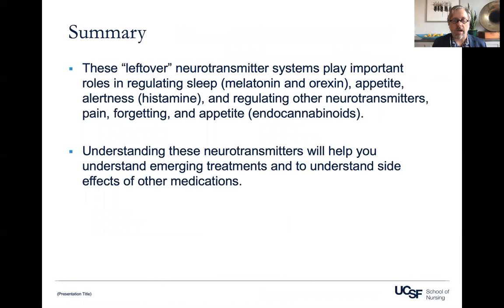So all of these leftover neurotransmitters, last but certainly not least, play important roles, particularly in sleep, appetite, alertness, and regulating other neurotransmitters. And paying attention to a lot of the neurotransmitters in this little module would be wise if you're interested in the future of pharmacology, because I suspect that many of the new agents we're going to see will emerge from these other neurotransmitters that don't get as much press.